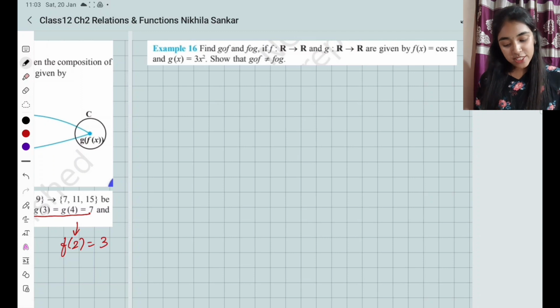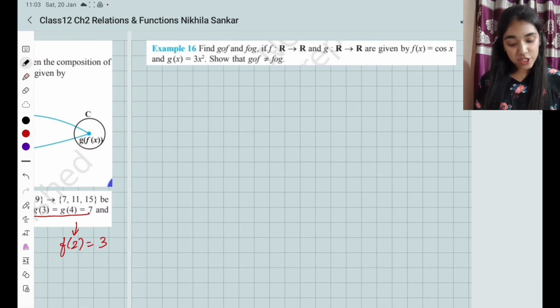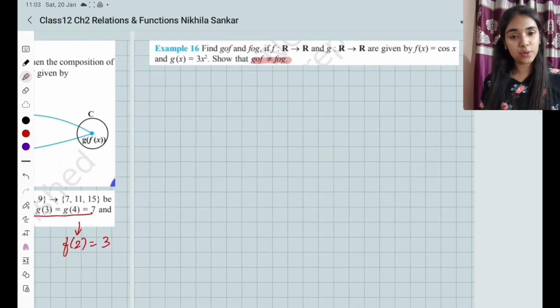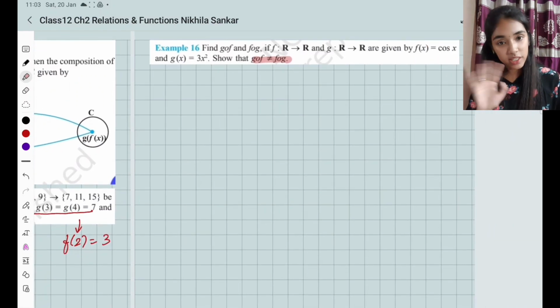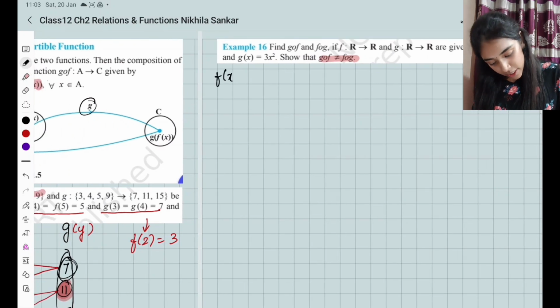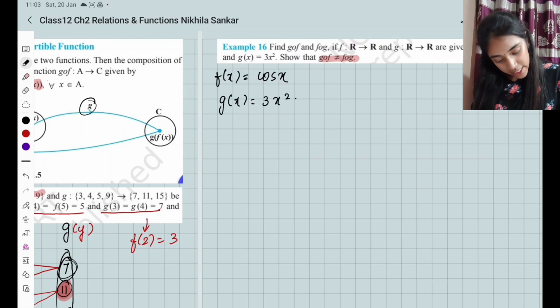Example 16. He asks to find g of f, he asks to find f of g, and you have to prove that g of f is not equal to f of g. Okay, this is also very very important. It is not commutative. So you have f of x equals cos x. Okay, so that is given. Let me write f of x equals cos x and g of x equals 3x square.